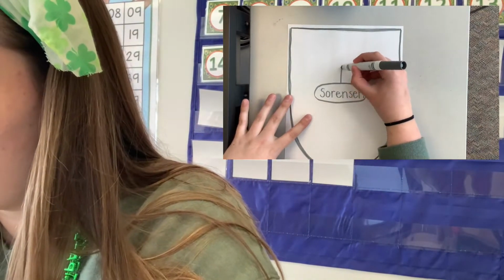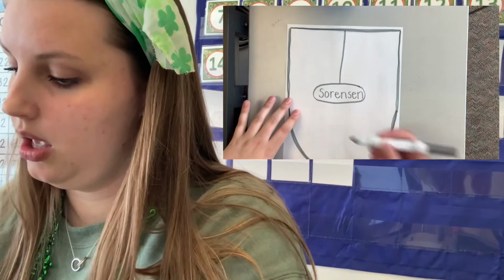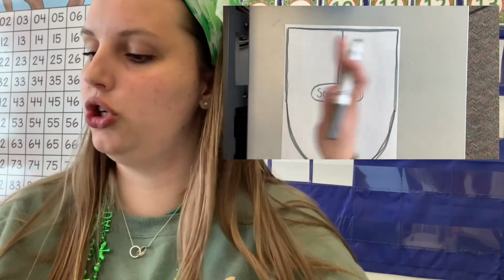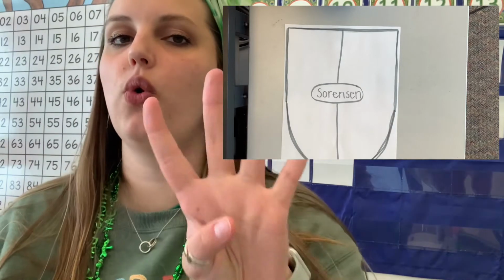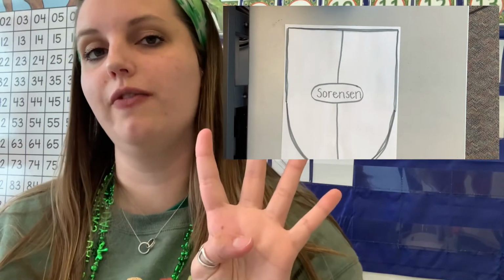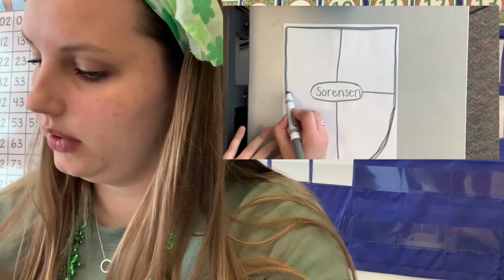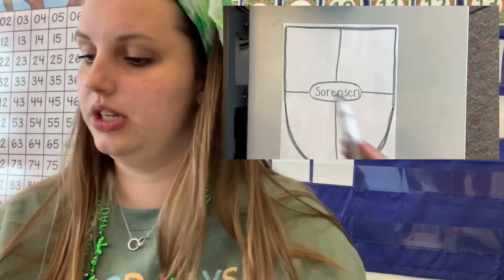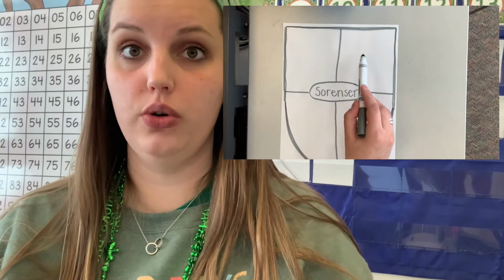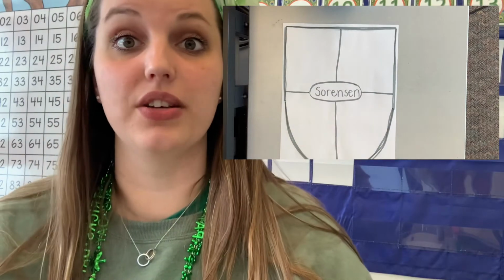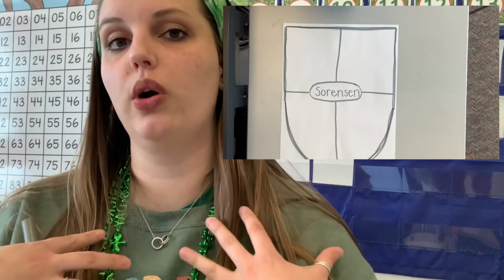Now, the next part that I'm going to do is draw a straight line coming out of the top of that in the middle, and a straight line coming out of the bottom in the middle. So now we have two halves of our family crest, but we are going to be adding 4 different details to our family crest today. So to do that, we need a straight line across and a straight line across. Double check that you have 1, 2, 3, 4 spaces that we can add some details and some symbols that are meaningful to your family.